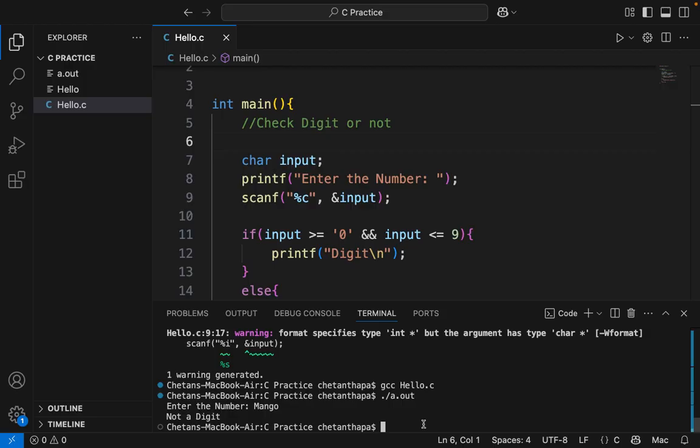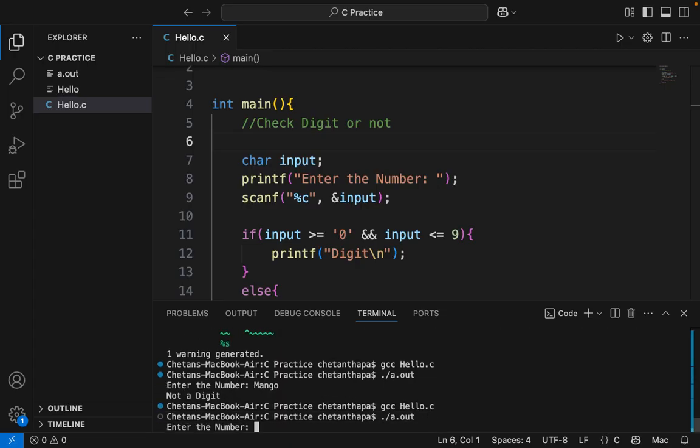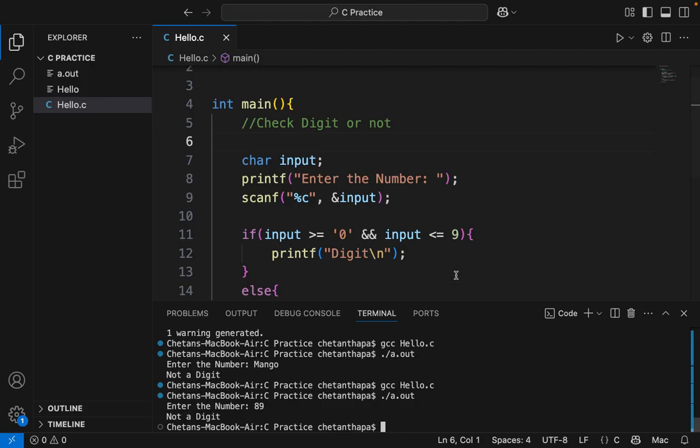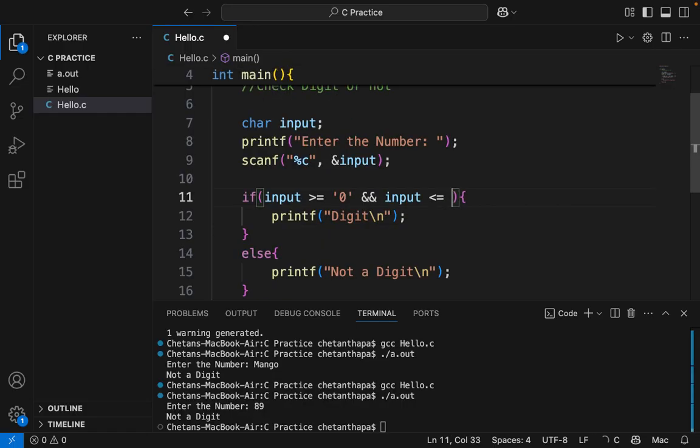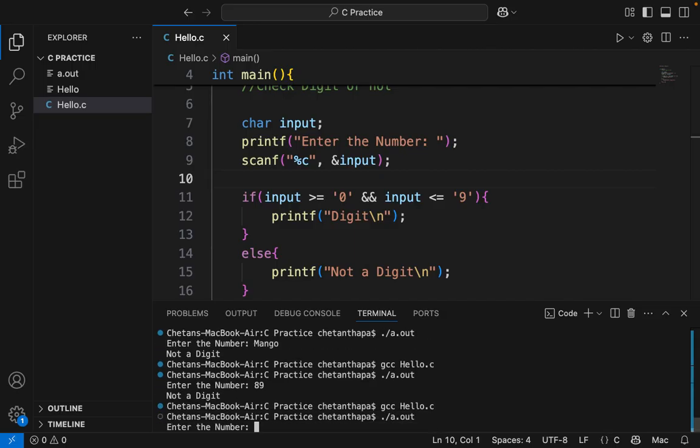We'll use some other input. 89, not a digit. Here, it is greater than 0. Oh sorry, I'm extremely sorry. Here I should have 9. Enter the number: 89, digit.